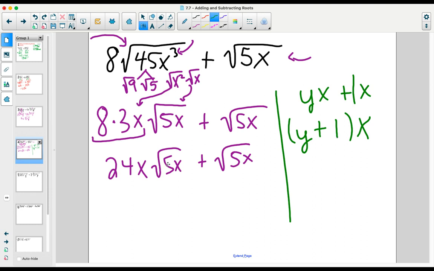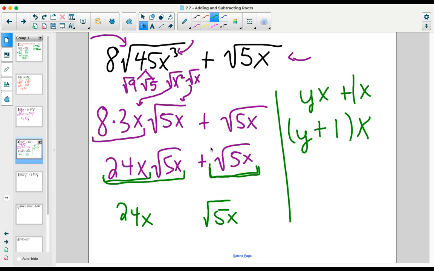The same thing is going to happen over here. These 2 have a common factor of root 5x. This one is being multiplied by 24x, and this one is being multiplied by that 1 that's there. 24x plus 1 times root 5x. So on occasion, when we're trying to combine these radicals, we have to get creative in the way that we do it. And one of the ways that we get creative with it is by reminding ourselves of those rules for combining like terms.